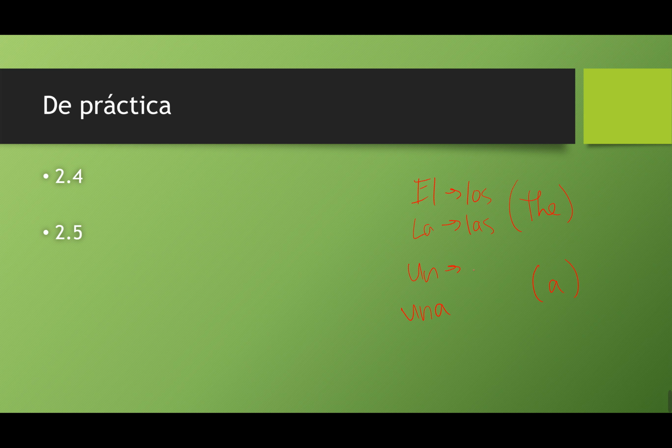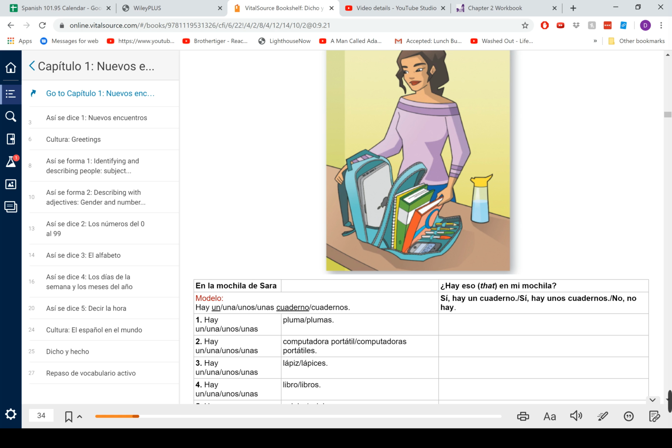We can pluralize that. Like in English, we say, I have a book. How do we pluralize that? We would pluralize that by saying some, right? Because it's indefinite. We're not saying a specific amount. We would say unos and unas. A, some. Muy bien.